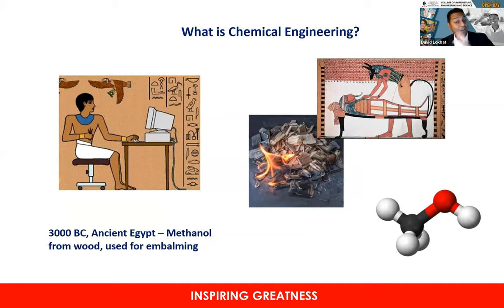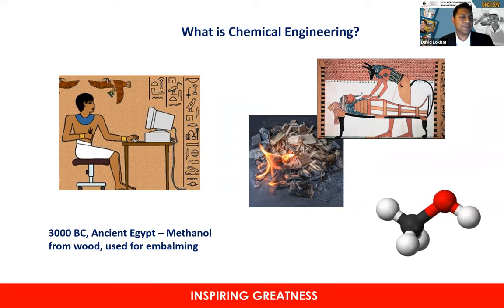Now, in order to do that, we must travel back 5,000 years to the land of the ancient Egyptians. During that time, it was very common for the dead to be preserved by a process called mummification. This was for the afterlife. And in order to help them do that, they used certain chemicals. Now, the ancient Egyptians were quite innovative. They discovered that if you burn wood under very specific conditions, you could extract a volatile, clear liquid from there. And this liquid could actually be used to enhance the preservation during mummification. That liquid, which was originally called wood alcohol, was actually methanol.